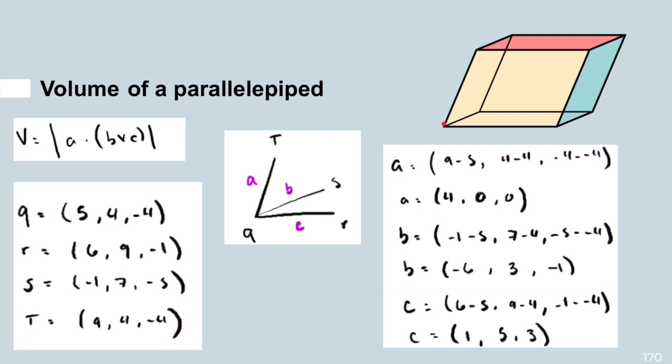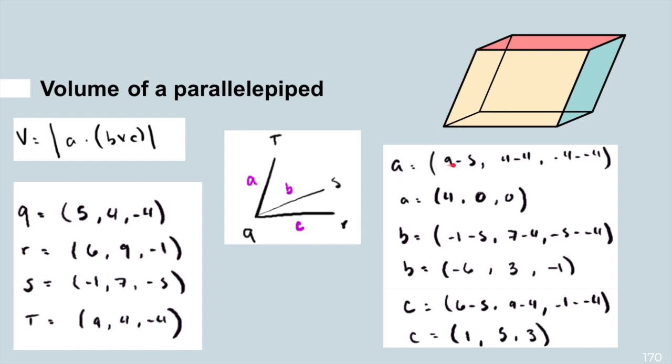We can figure out what B is, which is this side down here from Q to S. And then we can figure out what C is, which is from Q, so this corner, to this corner down here. Now the same thing as last time. To find out what A is, we're going to take the values of T, so this top left corner, minus the values of Q. Here we do that.